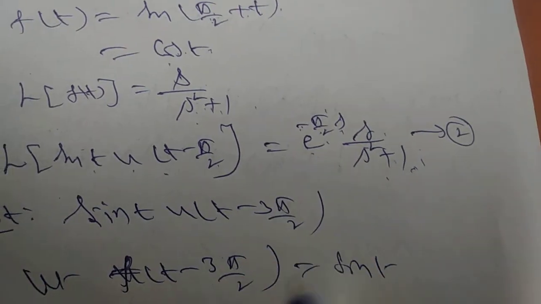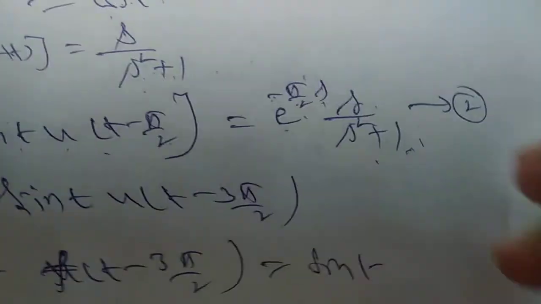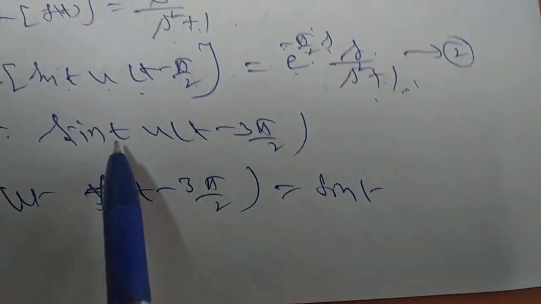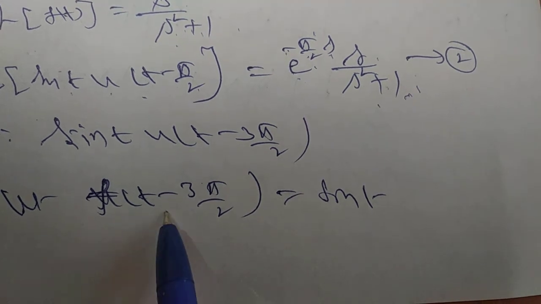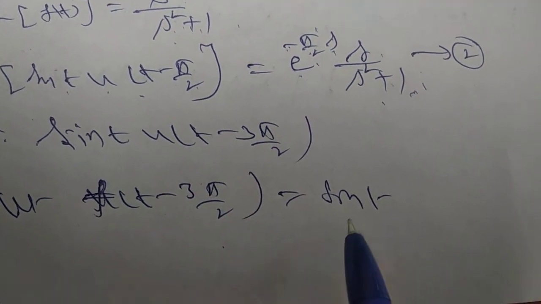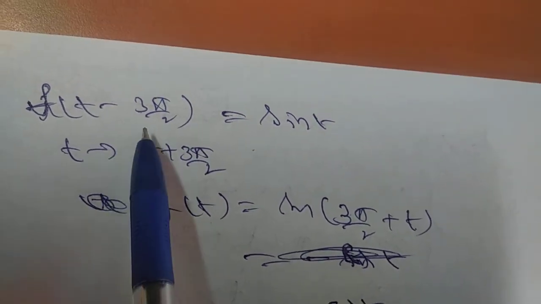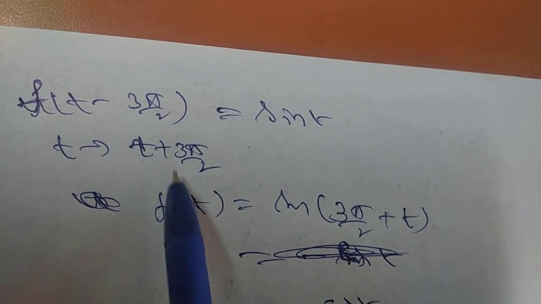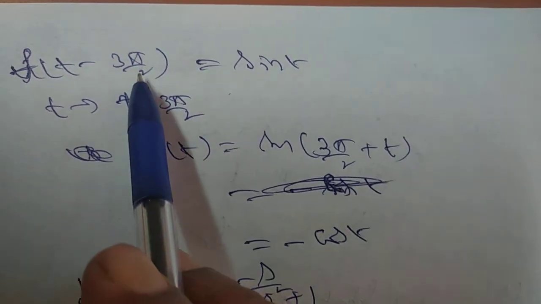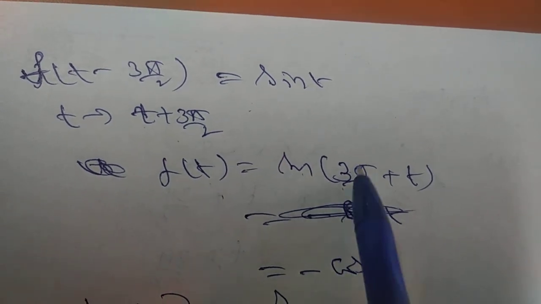So the second part. What is the second part here? Sin t u of t minus 3 pi by 2. You have to take f of t minus 3 pi by 2 is equal to sin t. So now we want f of t. How to get f of t? Replace t in place of t plus 3 pi by 2. So what do we get on the LHS? f of t. Right hand side, sin of 3 pi by 2 plus t.